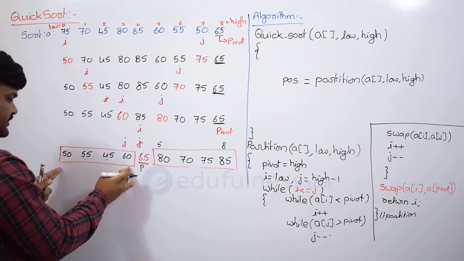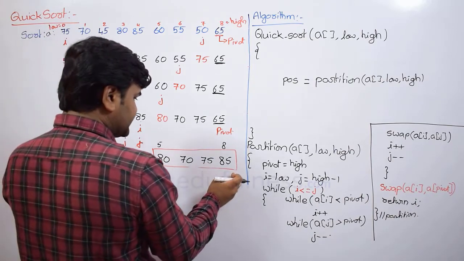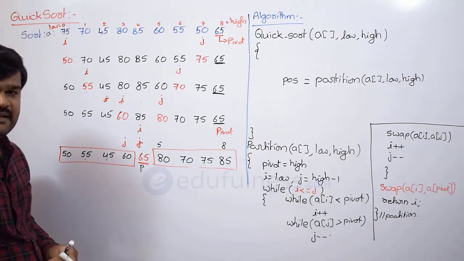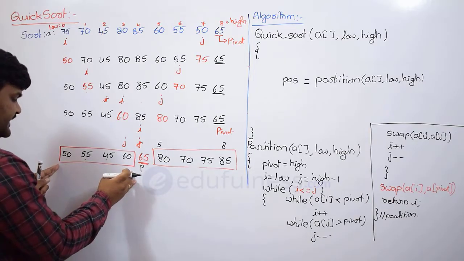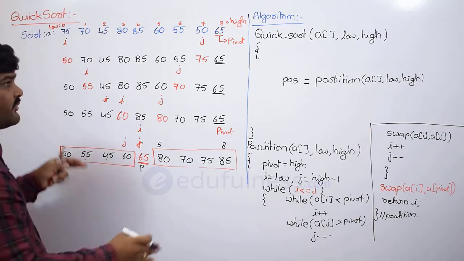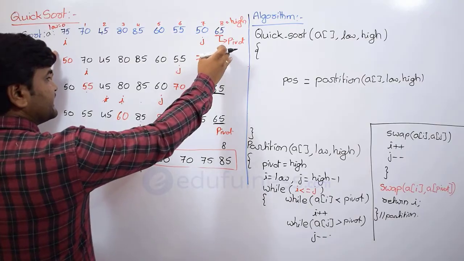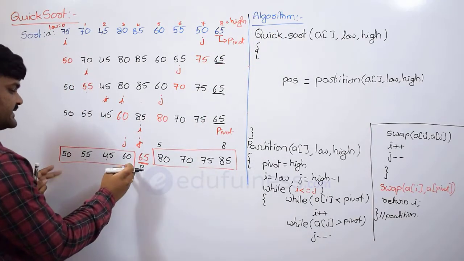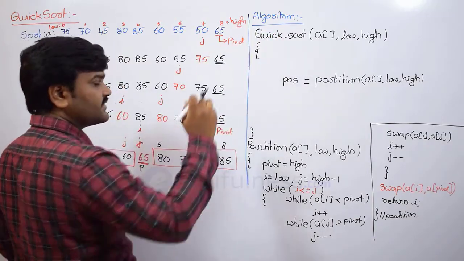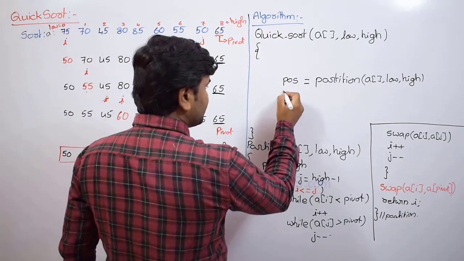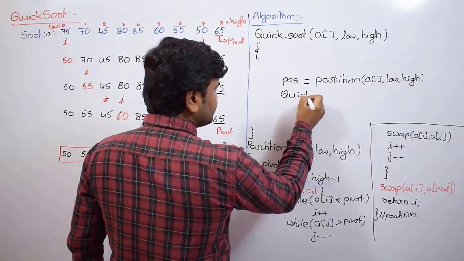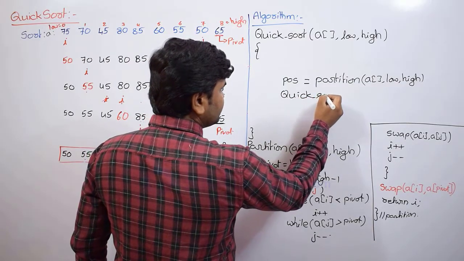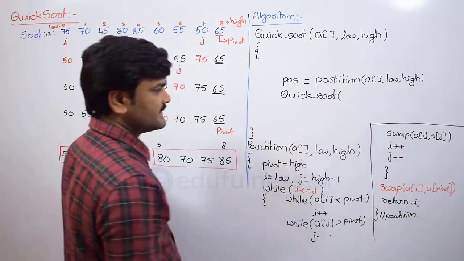These elements you have to sort separately, and these elements you have to sort separately. For solving these elements, what did we do? I called quicksort. So for solving these elements, I am also calling quicksort. That is why it is a recursive function.